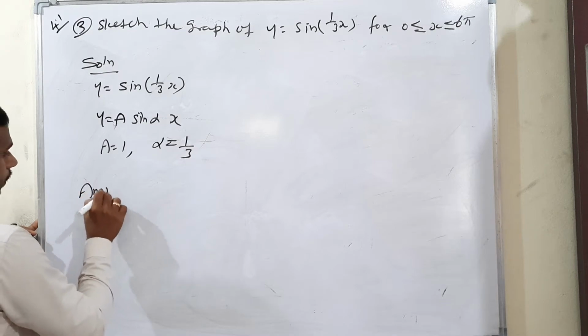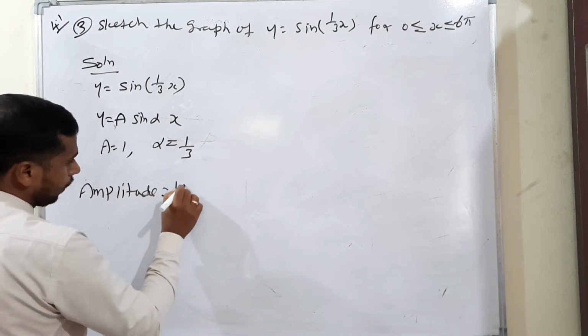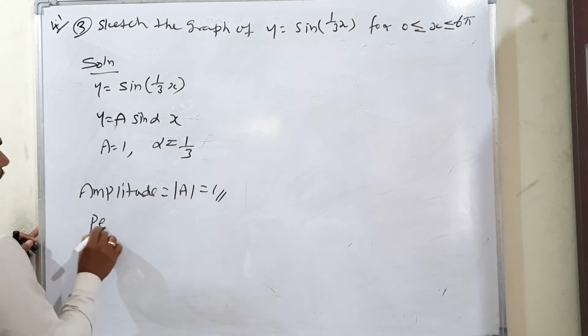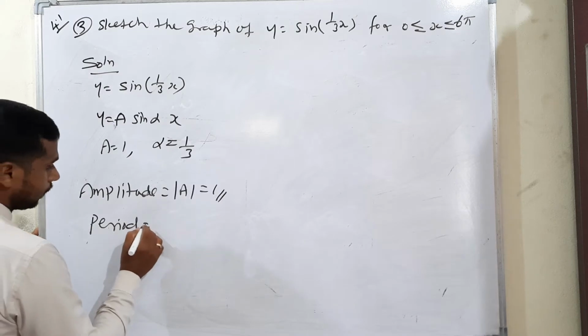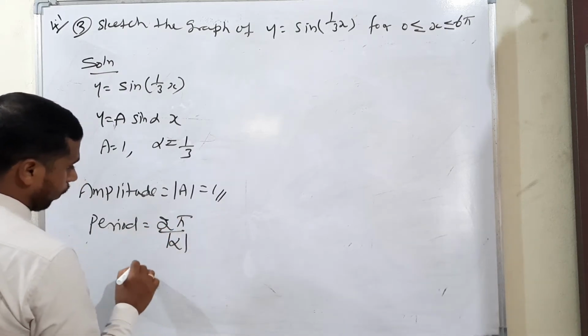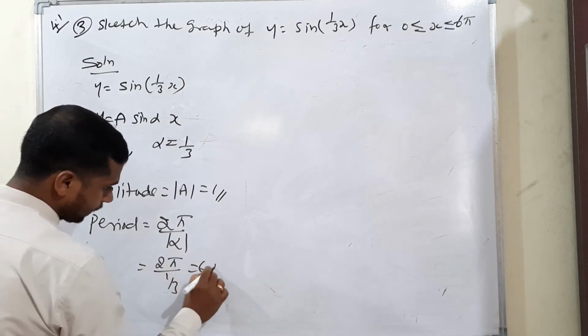Amplitude is definitely the modulus of a, and only 1 is there, so the answer will be 1. Then the period is 2 pi by modulus of alpha. Therefore, 2 pi by 1 by 3. The reciprocal means 6 pi.